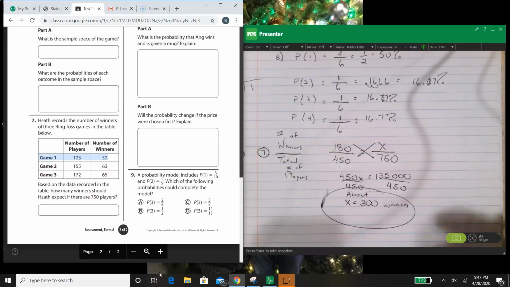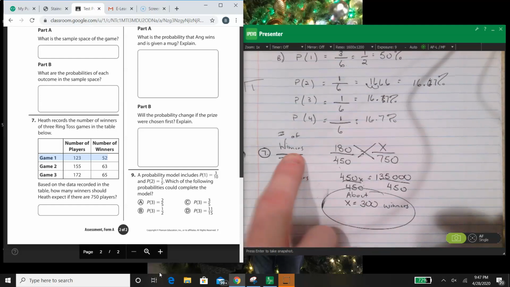Make sure that you kind of understand with probability, it's going to be whatever your favorable outcome is, which in this case, it's going to be your winners out of the total number of players. So the total, or how many in all, really.